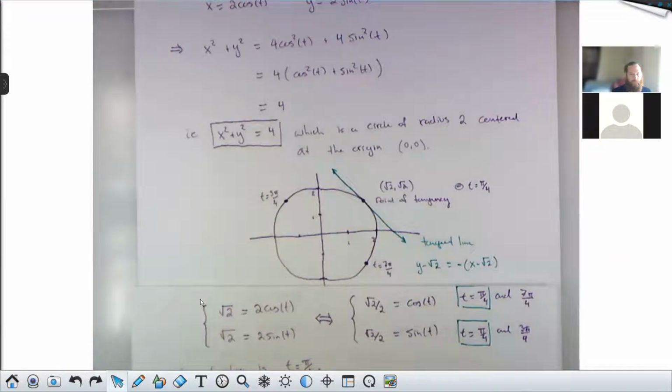So when we went to find our t values, we had to solve this like as a system because I needed to make sure that x and y were both at the same time equal to the square root of 2. There's two places where y is equal to the square root of 2, and there's two places where x is equal to the square root of 2, but there's only one place where they're both equal to the square root of 2, and that was my point of tangency.